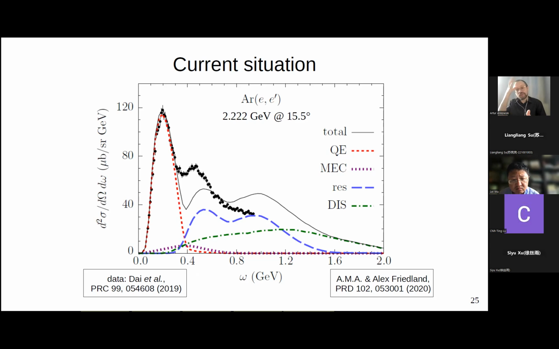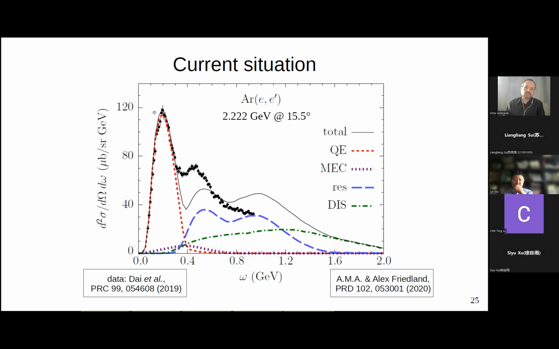Probably this is the most interesting plot in the context of DUNE. This is the only data set that we have at our disposal for argon. This data set was collected at 2.2 GeV, which corresponds to the peak of the DUNE beam. In this plot, presenting the double differential cross section as a function of the energy that electrons transfer to the argon nucleus, you should be comparing the data with the black line, which shows the total prediction of GENIE.